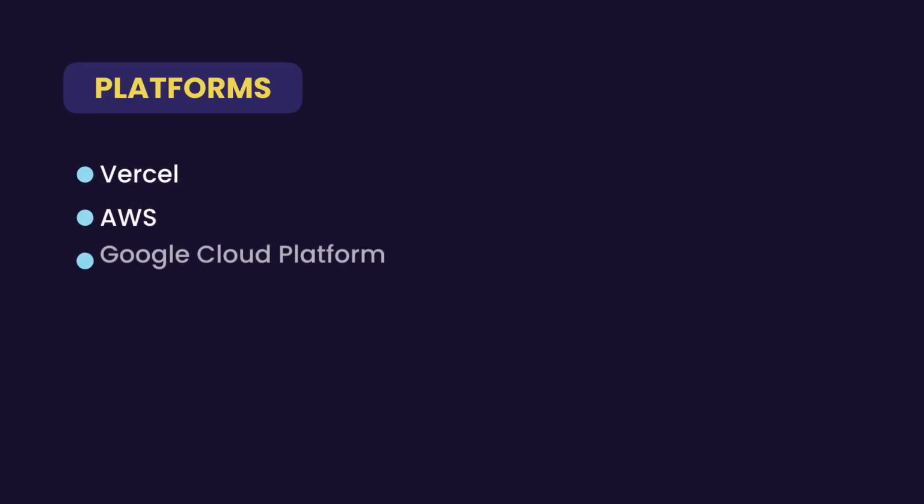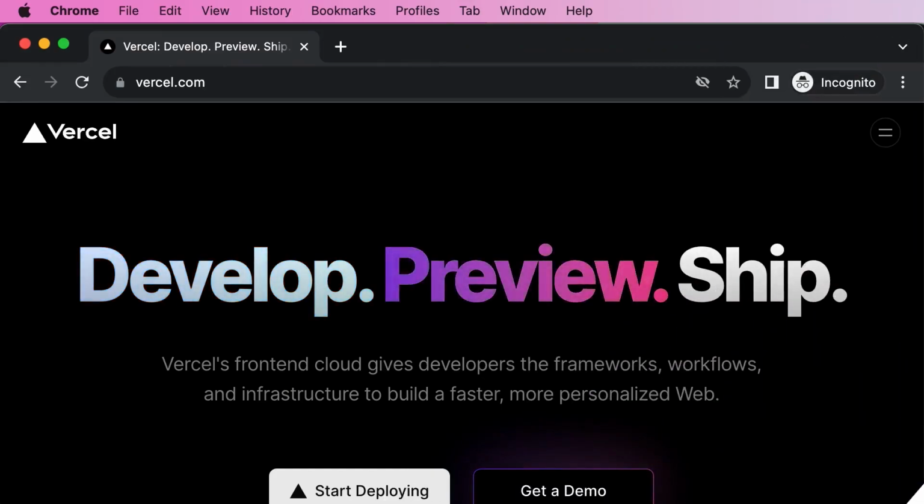Now, to deploy our application, we have a few options. We can use Vercel, AWS, Google Cloud Platform, Heroku, and so on. Out of all these, Vercel, in my opinion, is the fastest and the best way to deploy a Next.js application because it's built by the same company that has built Next.js. So head over to vercel.com, create an account, and sign in.